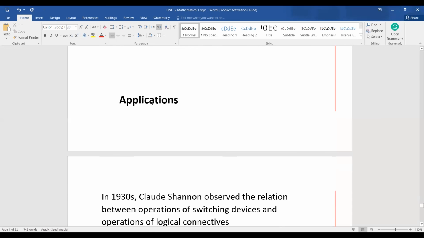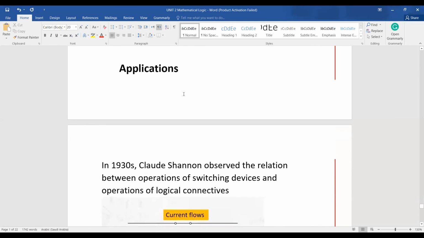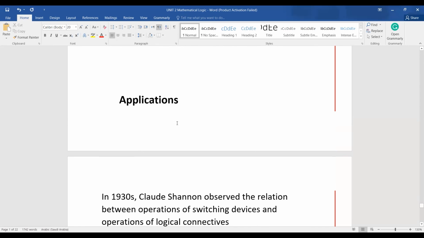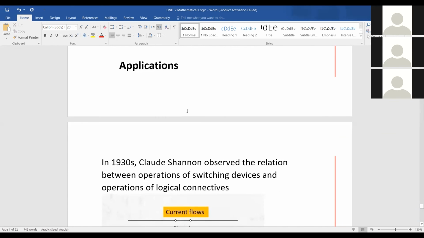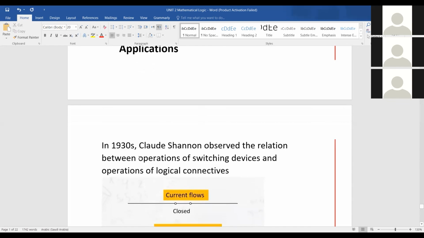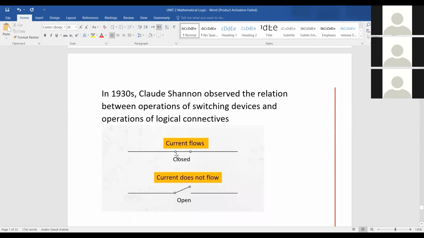Okay. Last, we'll be discussing the applications. What are we using all these things for? Conditional, biconditional, truth table. What do we use them for? We said in the beginning we use them in circuits. So now we're going to see how we use them in circuits. In the 1930s, Claude Shannon observed the relation between operations of switching devices and operation of logical connectives. He found that the logical connectives and, or are similar to the switching devices that are used.